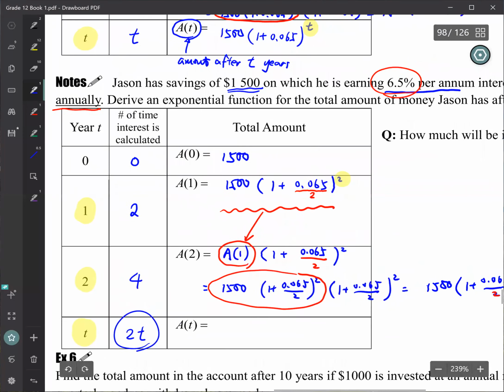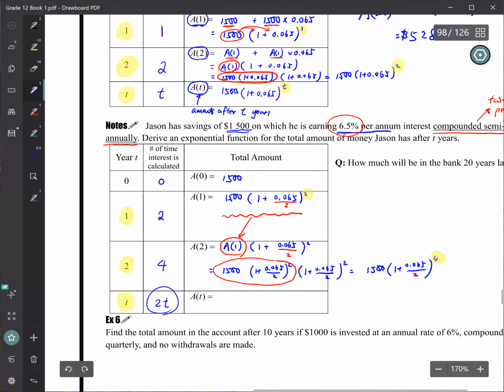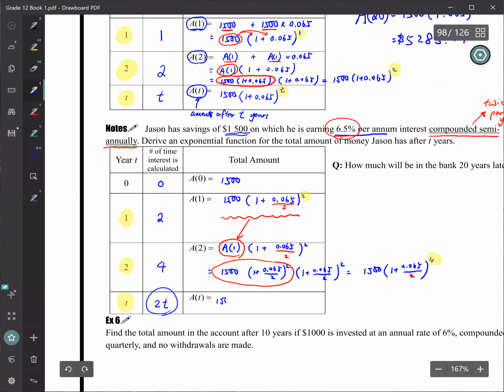Okay. So if we write out the formula here, it will be 1,500 (1 plus 0.065 over 2), right? Because semi-annually, and then 2t is the exponent that you will use, right? So 2t will go here. So 2t is the exponent. The extra divided by 2 is semi-annually.